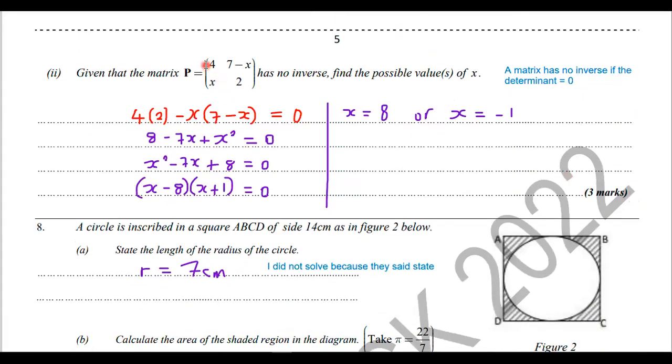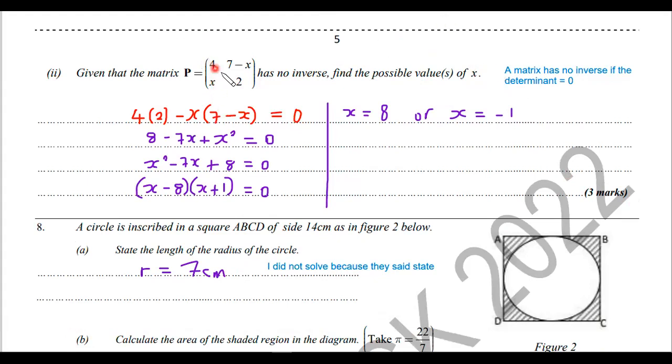Now, given that P equals 4, 7 minus x, x, 2 has no inverse, find the possible values of x. Whenever you're told that a matrix has no inverse, it means the determinant is 0, because any matrix with a 0 determinant has no inverse. So that's the idea we're going to use. So we find the determinant of this matrix.